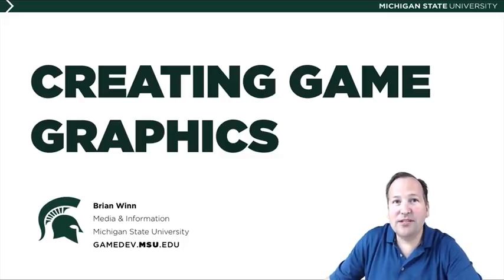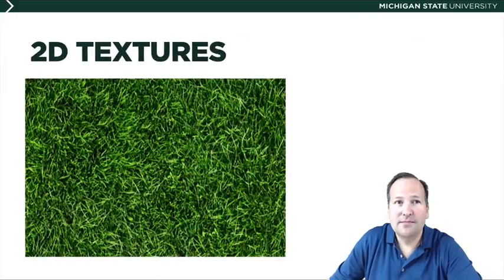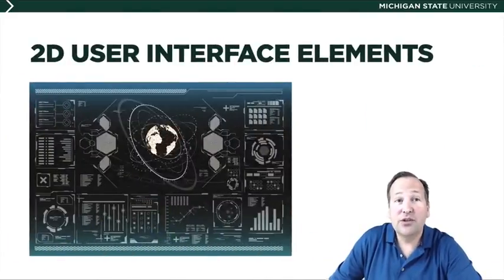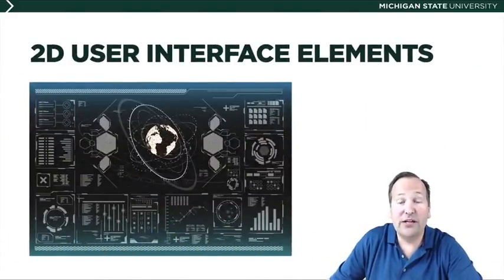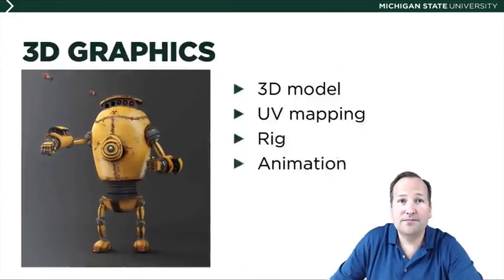In this video, I'll discuss a bit about creating or obtaining graphics for your games. As we've discussed, game graphics can be categorized as 2D or 3D graphics. We can further subcategorize 2D graphics into 2D texture maps for use with 3D models, user interface or UI elements for creating interface in our games, and 2D sprites for creating 2D characters or props for 2D games.